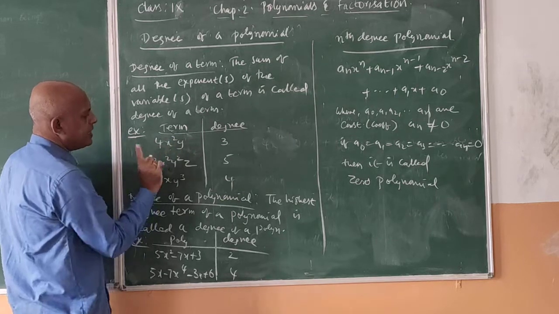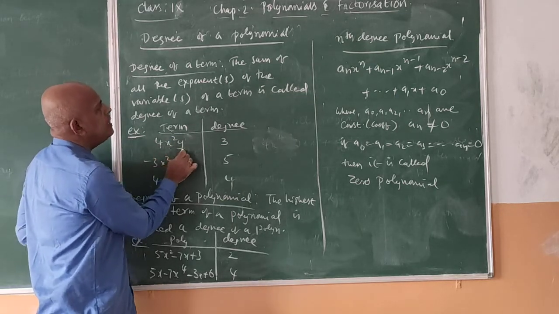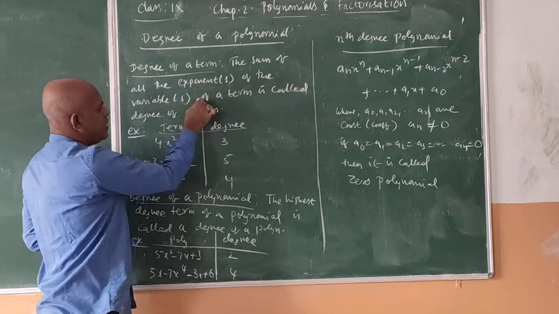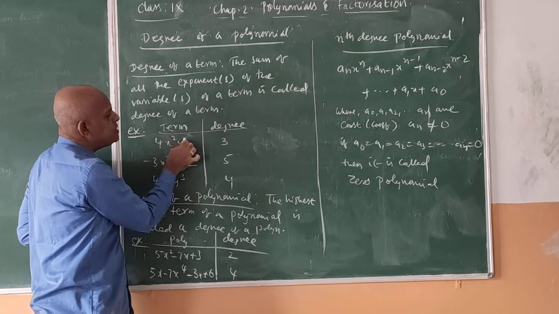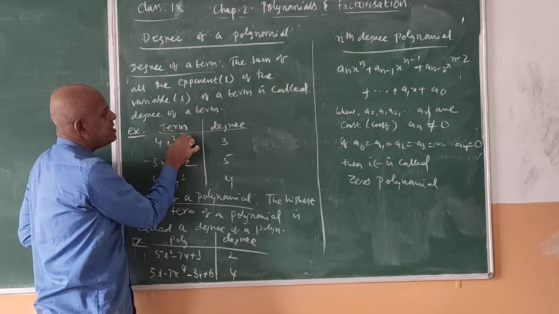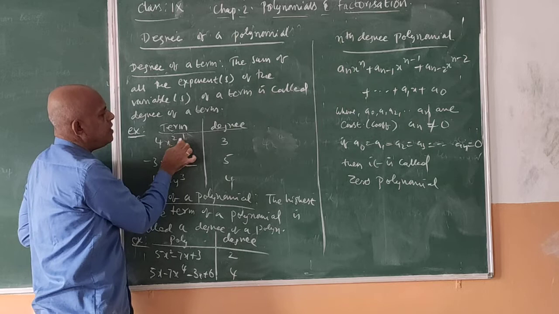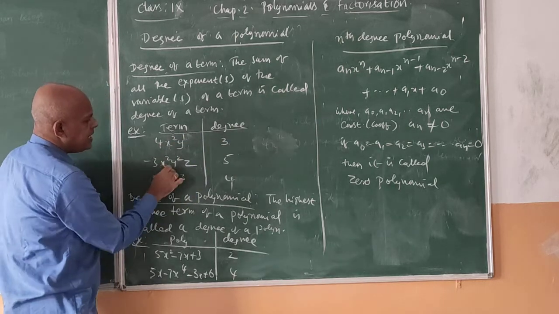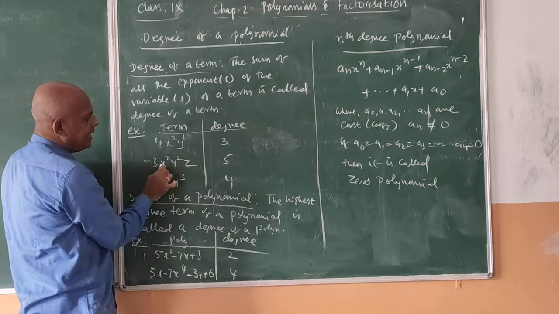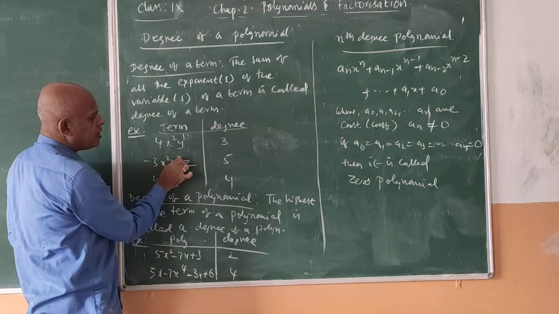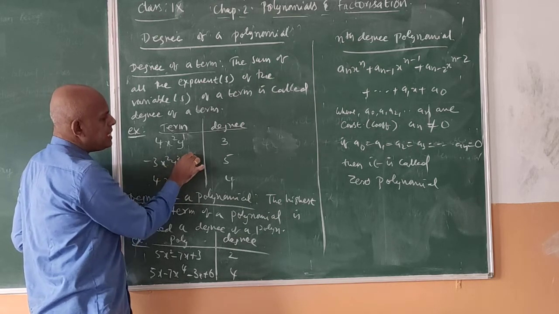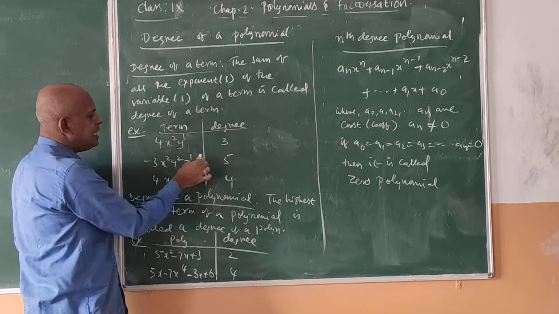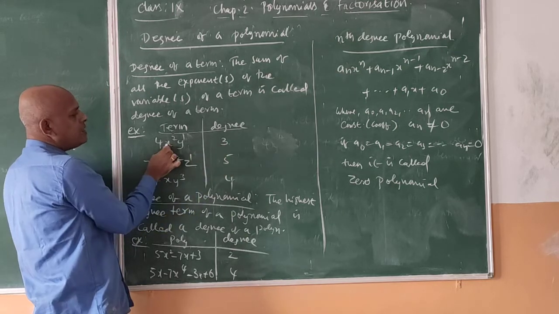4x square y is one term. In this, two variables are there, so we have to add the exponents of the variables. X power 2, y power nothing, which is 1. 2 plus 1 is 3. So the degree of this term is 3. Next, there are three variables x, y, z. Its exponent is 2, its exponent is 2, and nothing is 1. 2 plus 2 is 4, 4 plus 1 is 5. So the degree of this term is 5, and the degree of the earlier term is 3.